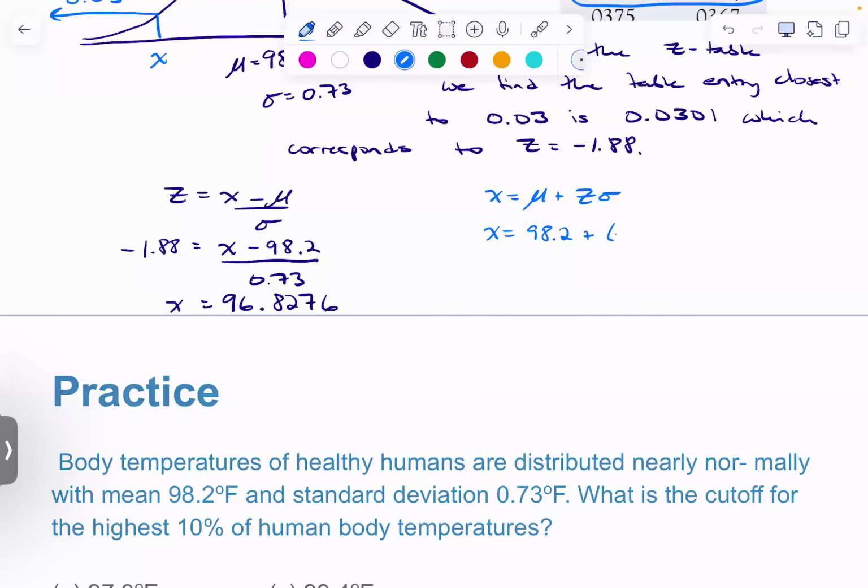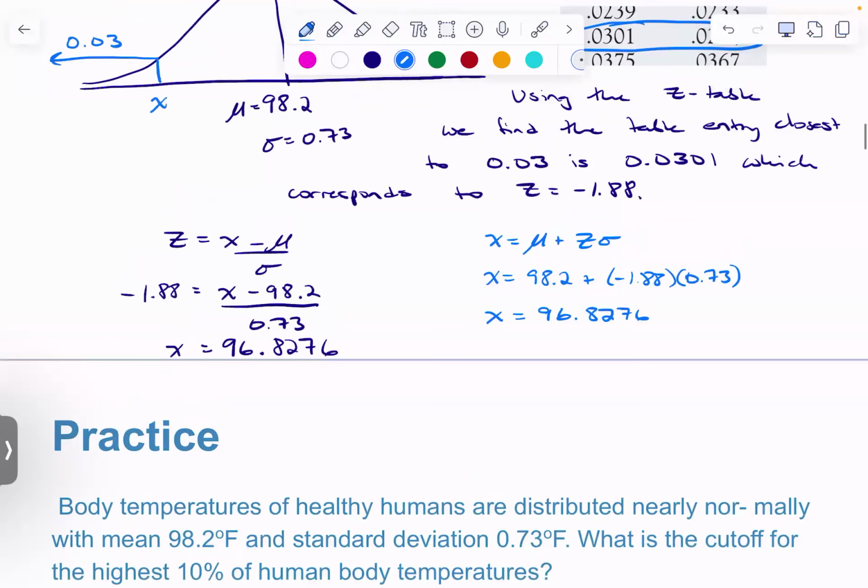Or 98.2 plus negative 1.88 times 0.73. Notice that it'll be the same number, but I'll do the negative 1.88 times 0.73, because you have to multiply before you can add. And plus 98.2. Of course, should be the same. 96.8276. Whichever way you prefer to do it, doesn't matter to me. Okay.